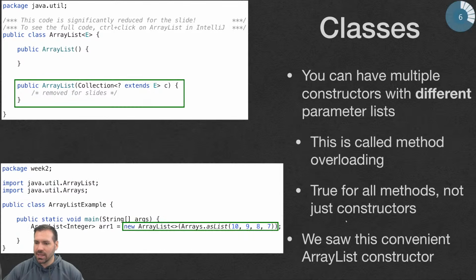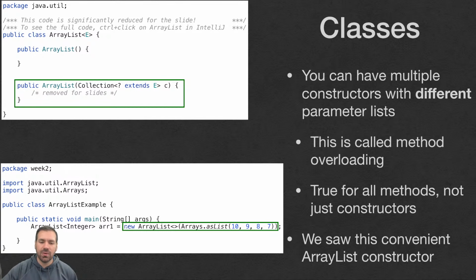This is allowed. We have two constructors. We can absolutely do this. We can have as many constructors as we want, as long as they have different parameter lists. This is something called method overloading, or in this case, constructor overloading. If you have multiple methods with the same name, as long as they have different parameter lists, that's perfectly fine.